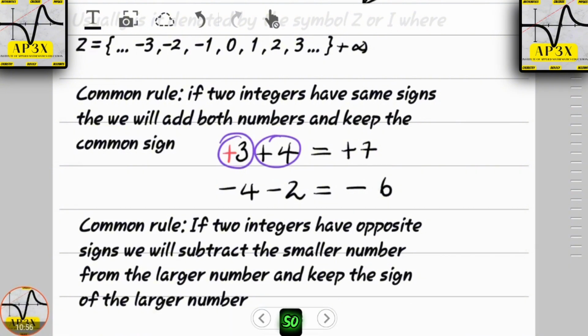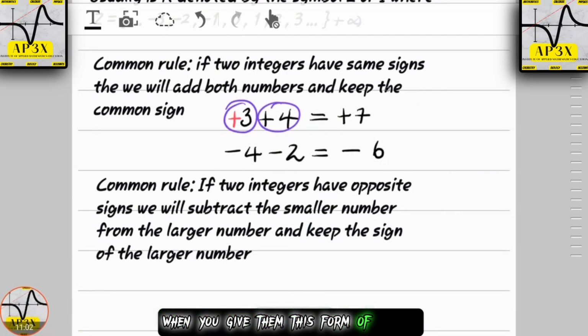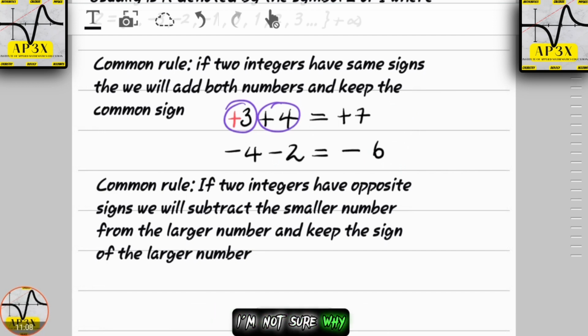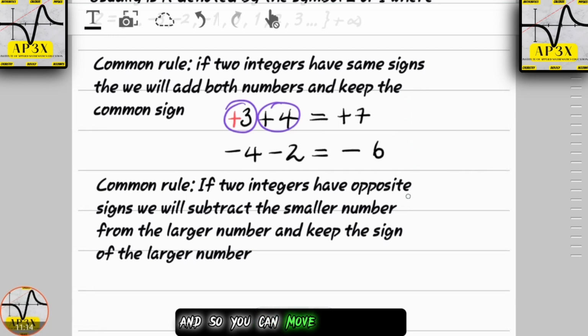All right, that wasn't too hard at all, and I find that with a lot of students, when you give them this method for working these problems out, they sometimes get it mixed up. I'm not sure why, but I'm hoping this video clears up exactly why, so you can move forward without making these fundamental mistakes.